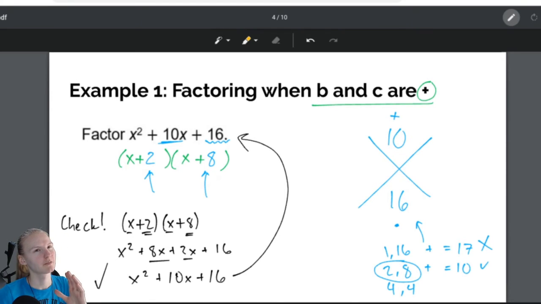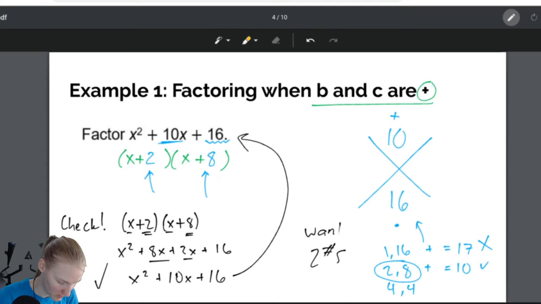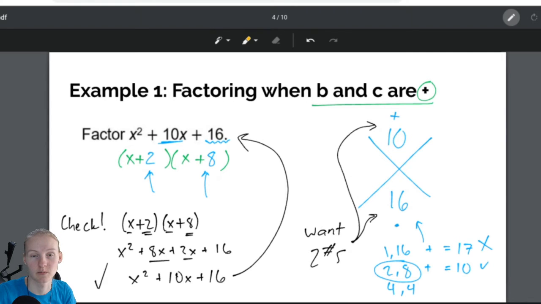Alright, we went a little fast through that, so let me say it again to make sure that we are all on the same page. I want two numbers that add to give me 10 and that multiply to give me 16. To figure out what those two numbers were, I figured out what all the factors of 16 are.